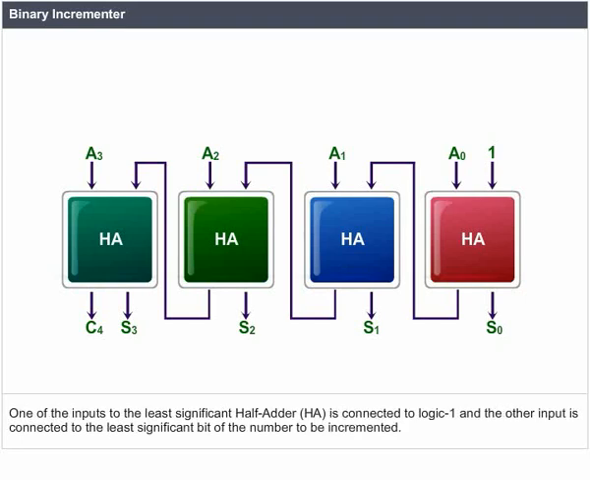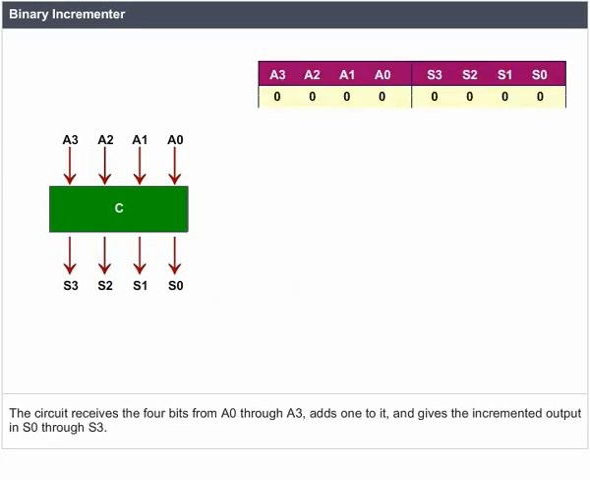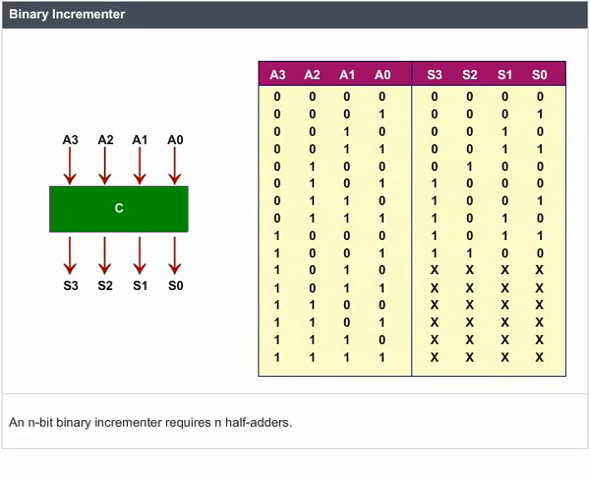One of the inputs to the least significant half adder, HA, is connected to logic 1 and the other input is connected to the least significant bit of the number to be incremented. The output carry from one half adder is connected to one of the inputs of the next higher order half adder. The circuit receives the 4 bits A0 through A3, adds 1 to it, and gives the incremented output in S0 through S3. An n-bit binary incrementer requires n half adders.